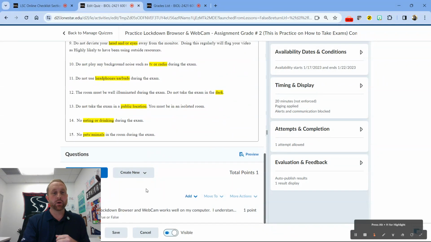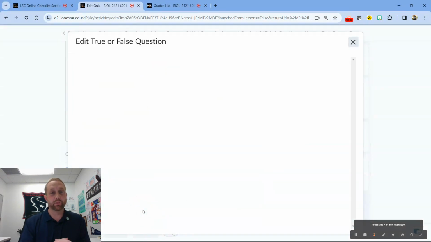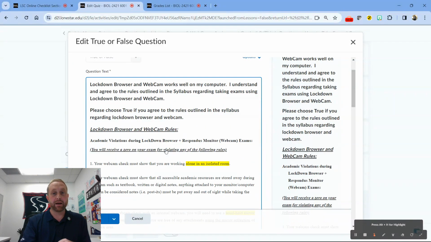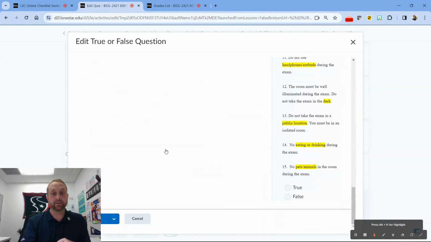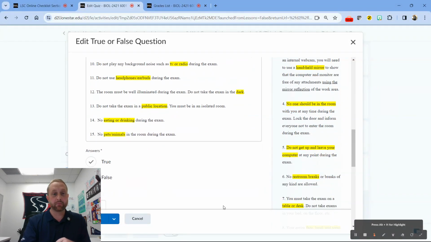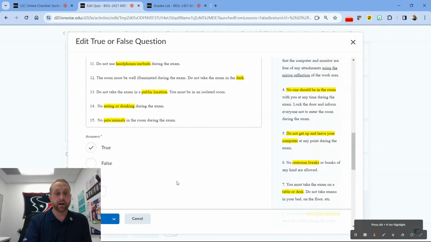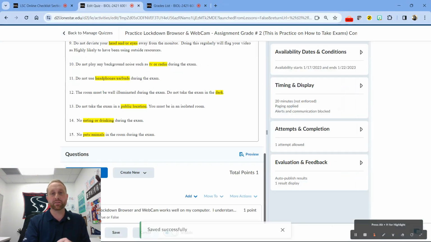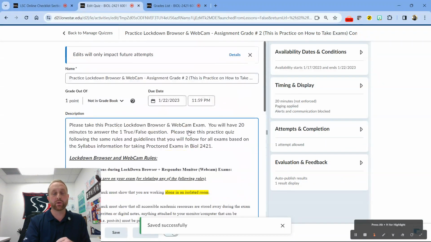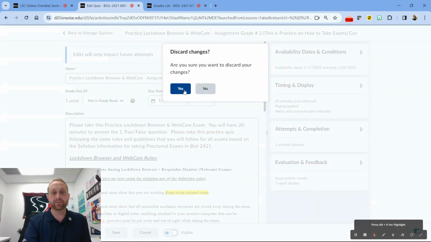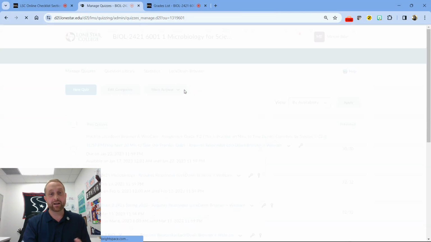And then as they go into it, the question is really simple. It's just a true/false question that asks them if they understand the policies and procedures regarding lockdown browser and webcam. I provide all those again, and then they click true or false for that. They will need to click true. If they don't, then I'll reach out to them and have a conversation about why they don't agree to it, and we can talk about that. But no one's ever said no. So that's kind of what I do with that.